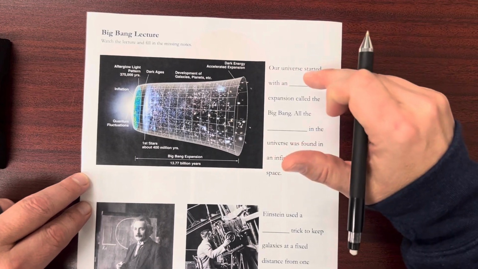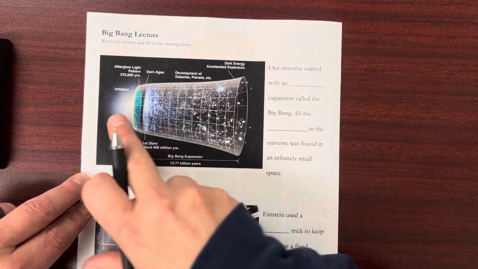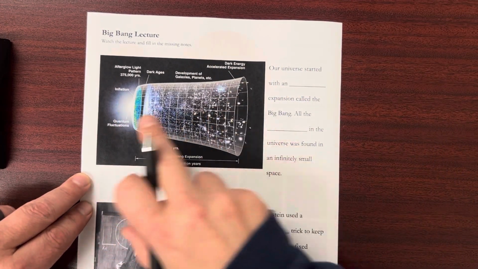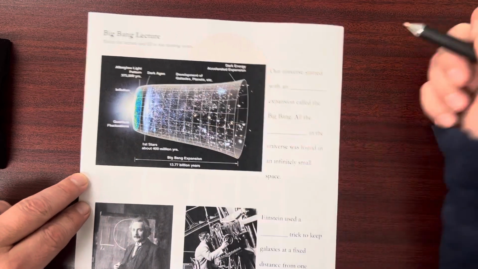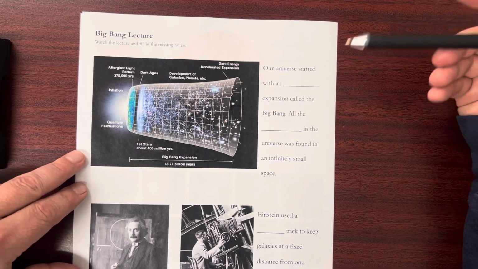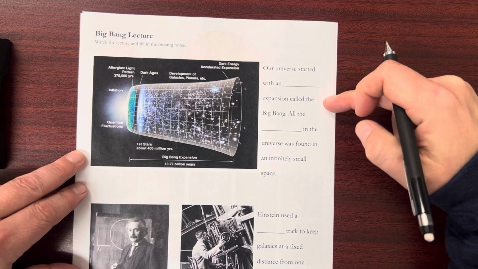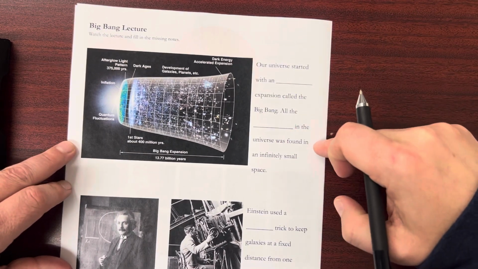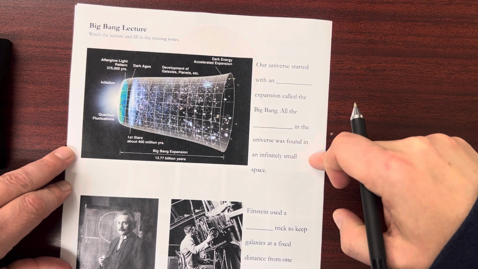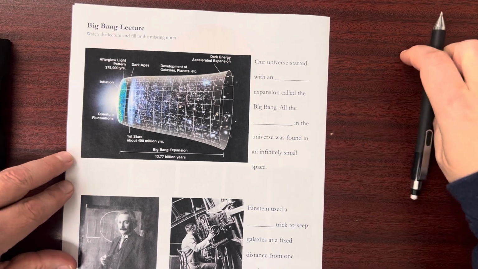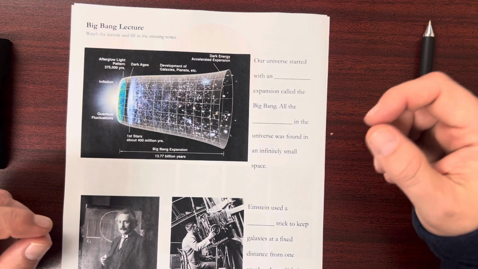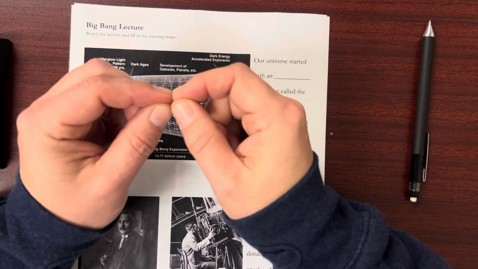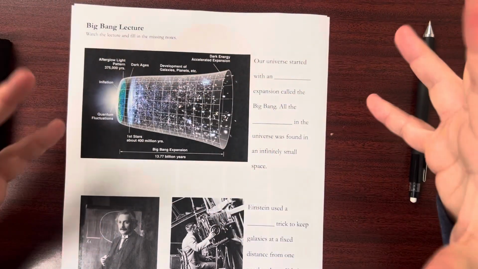So we take a look here, and it shows the expansion of the universe going from the Big Bang, getting larger. Our universe started with an explosive expansion called the Big Bang. All of the matter in the universe was found in an infinitely small space. So all of space and matter was infinitely small, and then it would expand out from there.